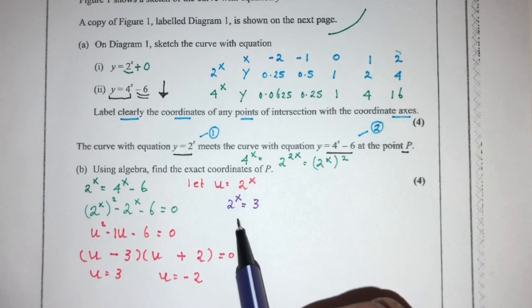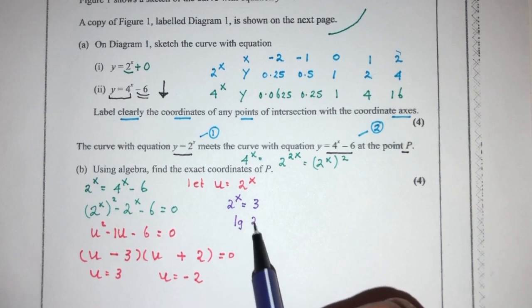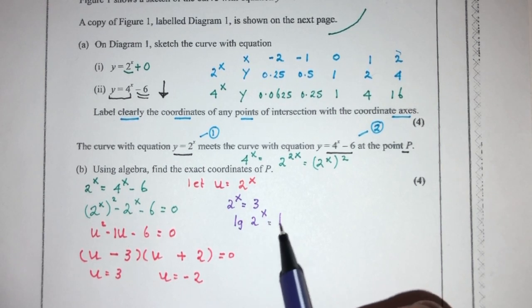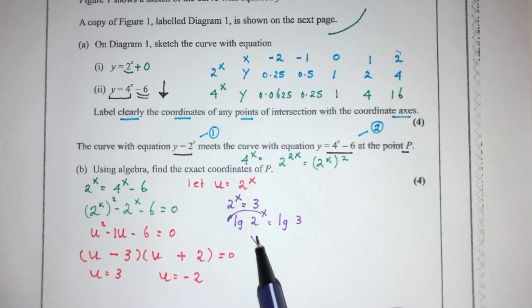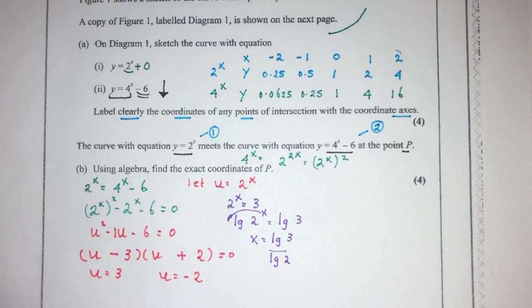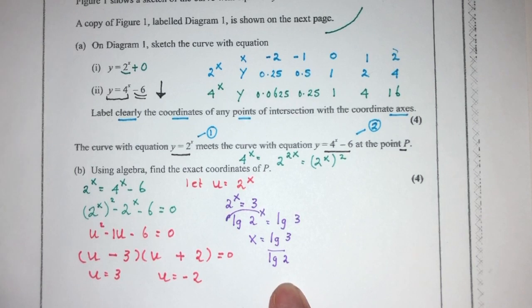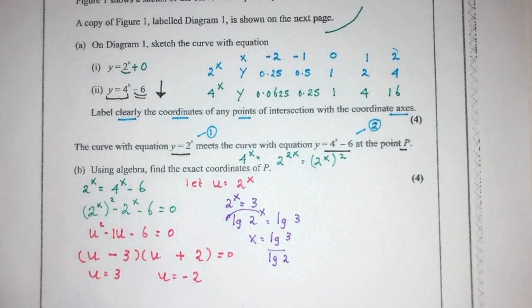So let's apply log on both sides. So log of 2 power x equals log of 3. So send x over here. So x has to be log of 3 over log of 2. Now, I want to show you guys how to simplify this because I think it will be important to find the simplified version of the points, right?